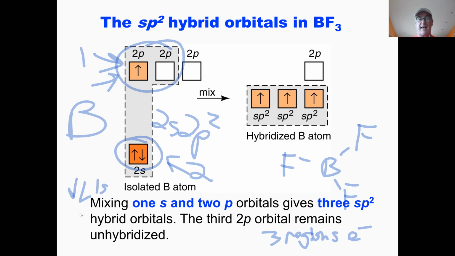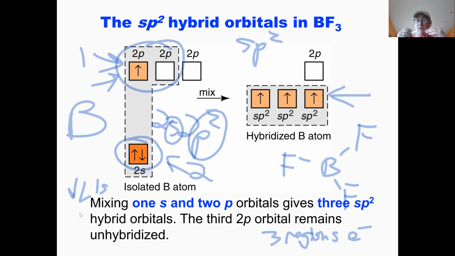And so we have sp2. So we call this sp2. For the reason that one of the orbitals used for the hybridization is s, and two of them are p, so we just say this is an sp2 hybridization. So we get rid of the 2s and we get rid of two of the 2p orbitals and make these three new orbitals called sp2.